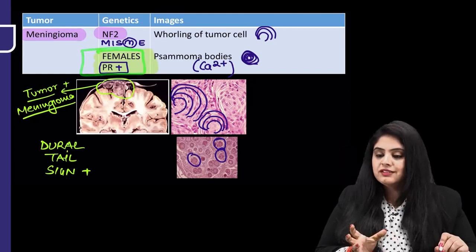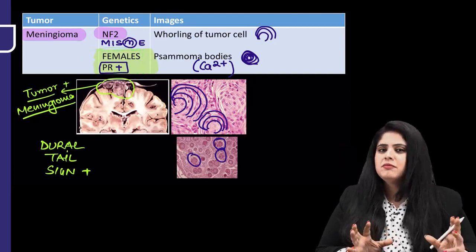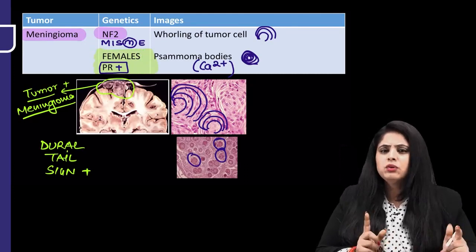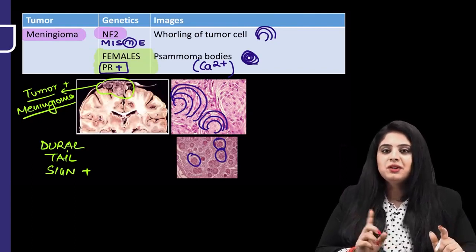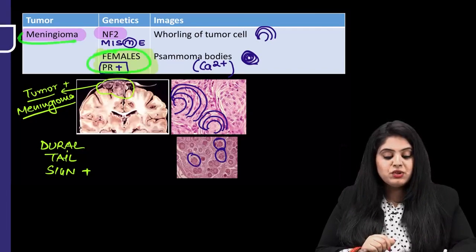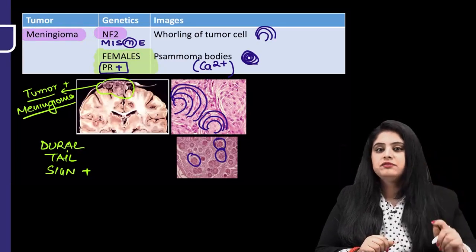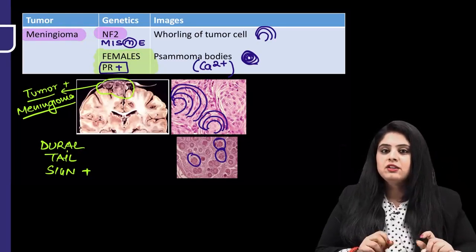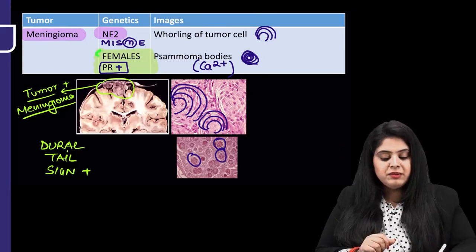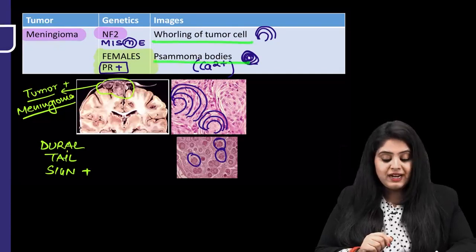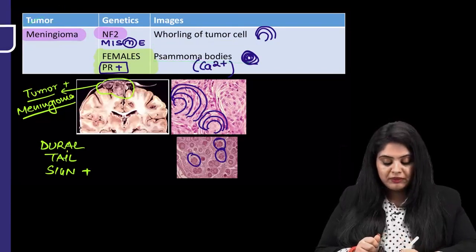Some student once in a live class, offline class, told me, ma'am, women do a lot of round and round talks. They do a lot of round talks. So the tumor that women get in their brain, they have a lot of swirls and things happening, a lot of complications happening. So the brain tumor in females is going to be everything round and round, tumor cells round and round, calcium round and round. That is what you have for meningioma.